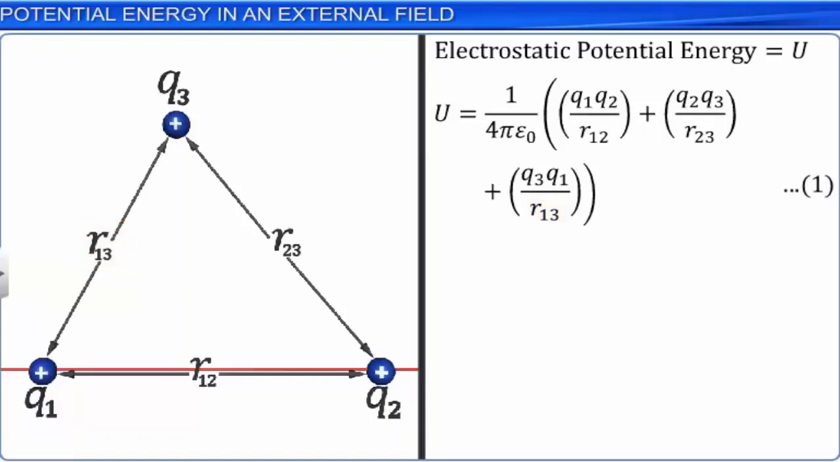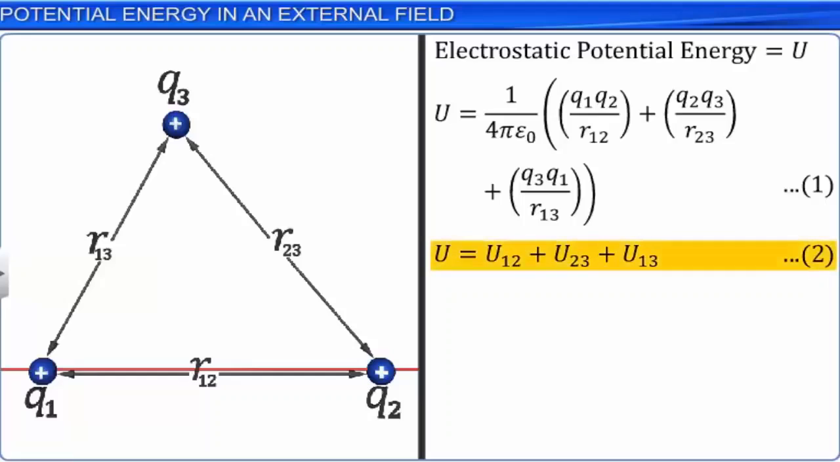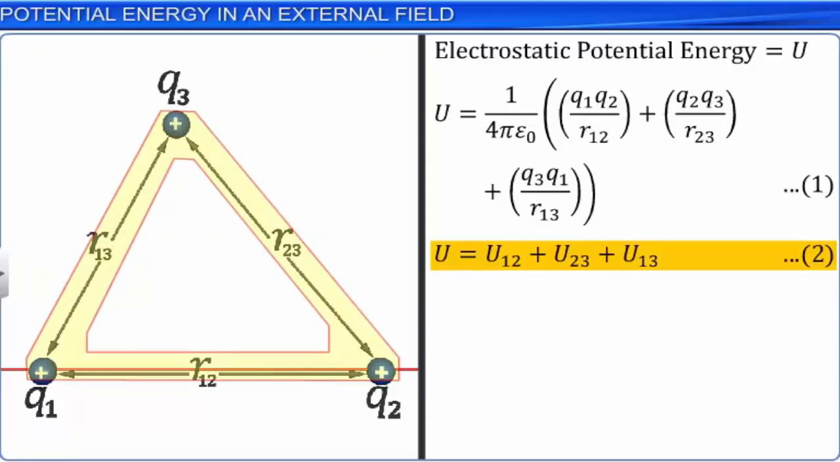Equation 1 can also be written as U is equal to U12 plus U23 plus U13. Let this be equation 2. In equation 2, U12, U23 and U13 are the electrostatic potential energies for the pairs of charges Q1, Q2, Q2, Q3 and Q1, Q3 respectively.